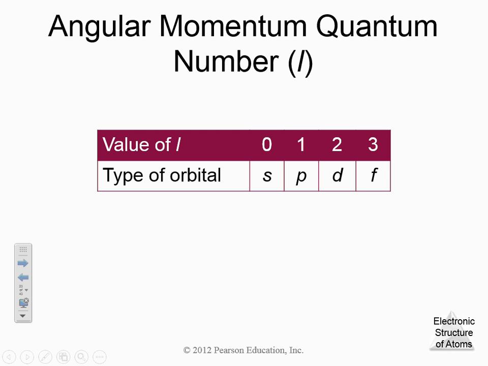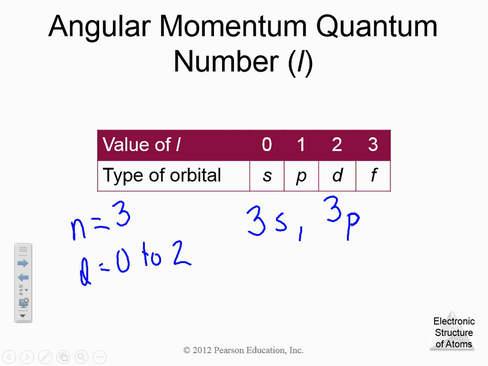So if we go back to the last example that I just had, it stated that our energy level was 3. Well, L is equal to 0 to n minus 1, which is 2. Which means at the third energy level, we can have 3s, we can have 3p, and we can have 3d, which is true, right?